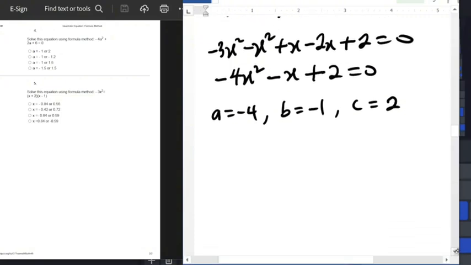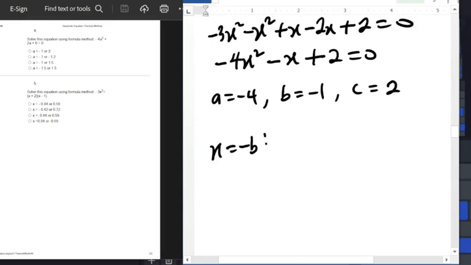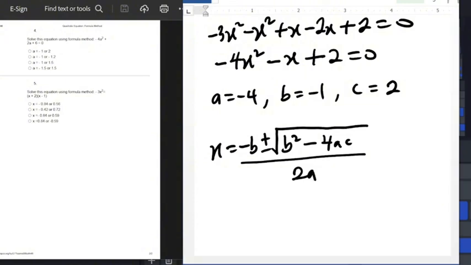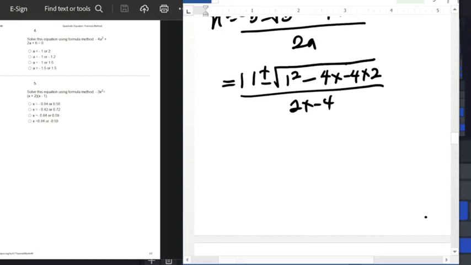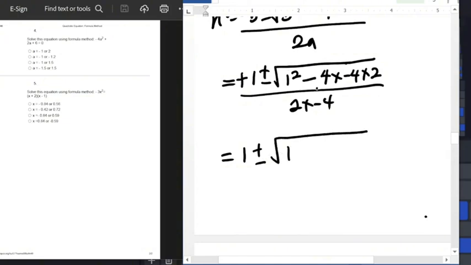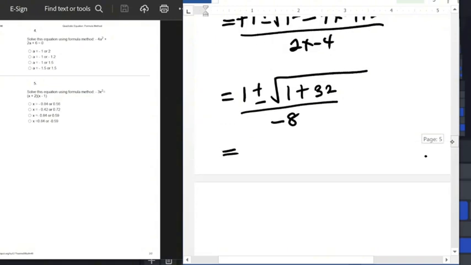So we can then use the formula, which is x equals minus b plus or minus the square root of b squared minus 4ac, everything divided by 2a. So this will give us b, which is minus 1, then this will become plus 1, plus or minus the square root of b squared, that is 1 squared, minus 4 times a, which is minus 4, times c, which is 2, everything divided by 2 times minus 4. I hope I'm making sense. So this will give us plus 1 plus or minus the square root of 1, minus times minus is plus, 4 times 4 is 16 times 2, that is 32, everything divided by minus 8.